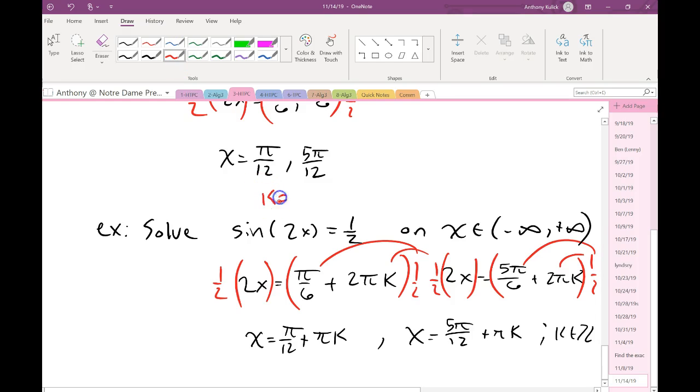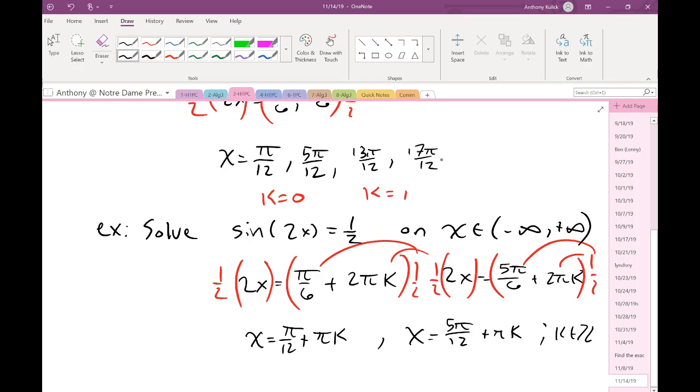So these two answers are for when k equals 0, right? If I take my infinite answer there and plug 0 in for k, I get those two. If I plug k equals 1 in, I'm going to get 13 pi over 12, and I'm going to get 17 pi over 12. Notice both of those are still less than 2 pi, right?